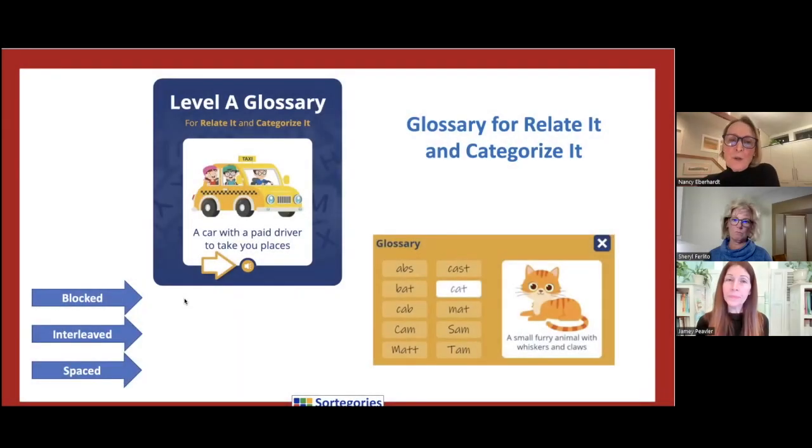All of the words that are used within level A are gathered together into one place. So teachers can use it for review, for preview of the words. Anything you want to add on that, Jamie?